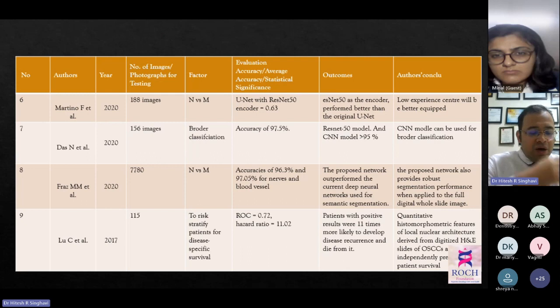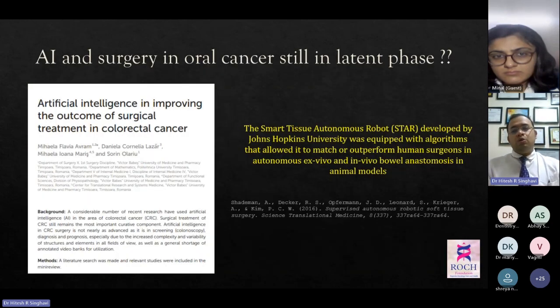Similarly, these are studies which are available in literature, which have again shown the accuracy to be as high as more than 95%. Now see the seventh study, which has classified Broders classification. Now, if you know Broders classification of oral cancer, 4 grades, even in that, the accuracy was as high as 97.5%. Now, you have seen the evidence, which is, I would say, abundant for histopathological and clinical imaging.